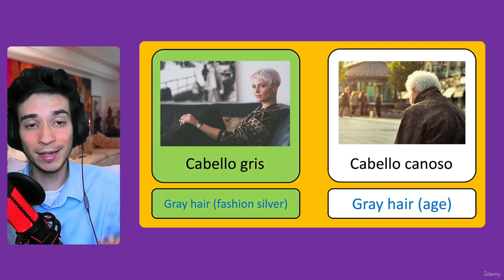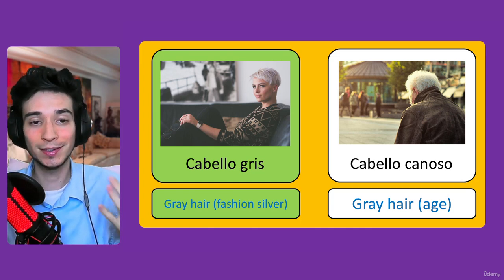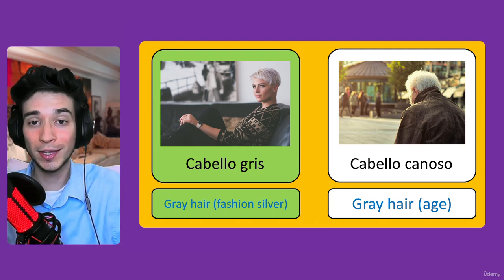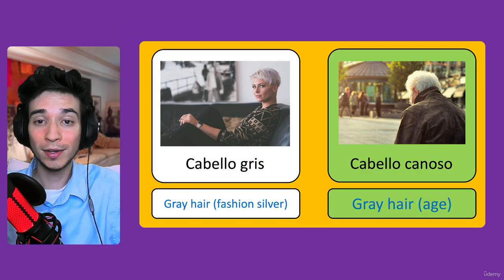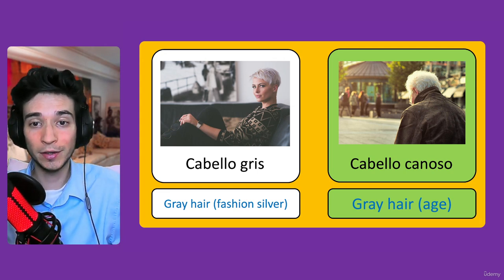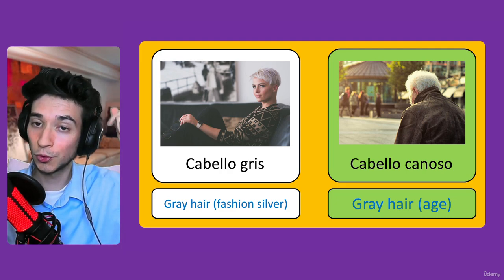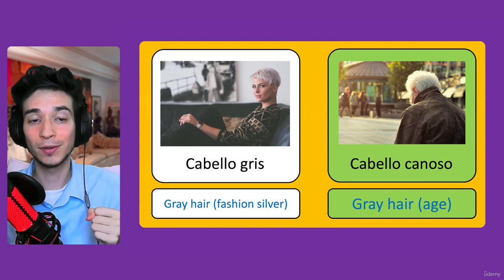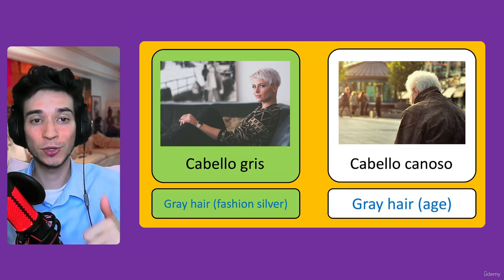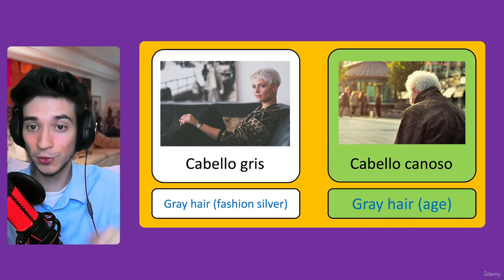And we also have this one, cabello gris. But whenever you say gris, it tends to be like you painted your hair gray. Kind of like a type of fashion silver gray. Like you want to be fashionable, you would have gray hair. Cabello gris. And the other one is cabello canoso. And this one refers to gray hair, but the one from aging. So whenever you age and your hair starts to turn gray, we say canoso, gray hair. Cabello canoso. Cabello gris is more like fashionable gray color. Canoso refers to age.